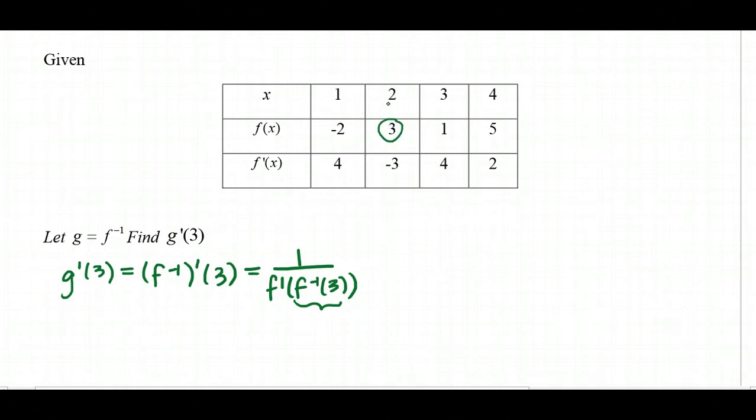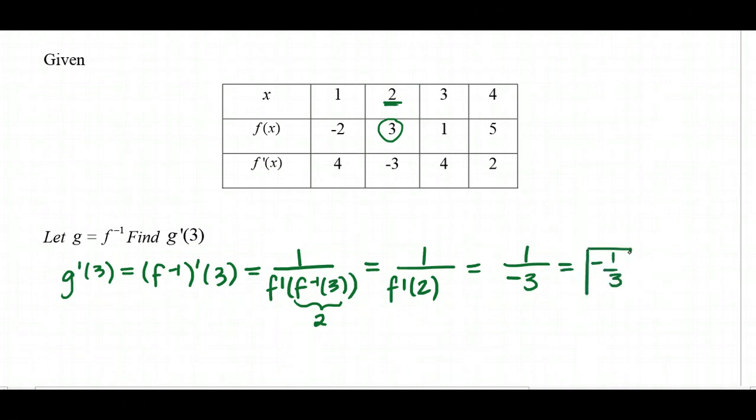So what x value did I have to plug in? I had to plug in 2. So that means f inverse of 3 is 2. So this equality becomes 1 over f prime of 2. So now, to find f prime of 2, I would go to the x value of 2, and now read off that third row. So f prime of 2 equals negative 3. So the denominator here is 1 over negative 3, which is the same as negative 1/3. So that is the derivative of g at 3, where g is f inverse.